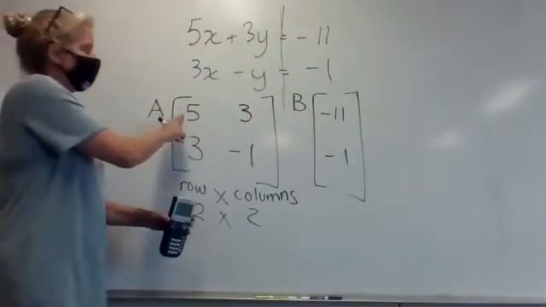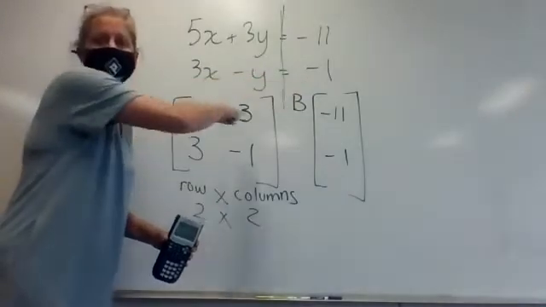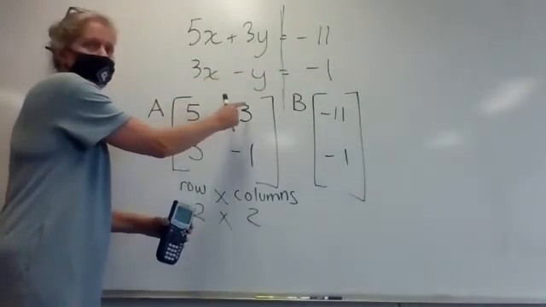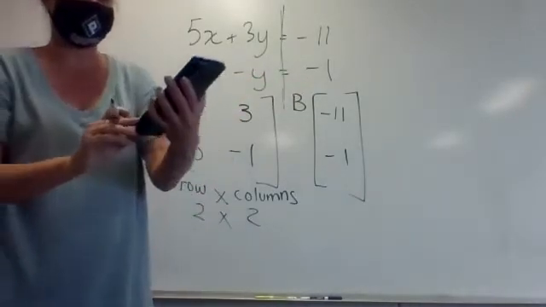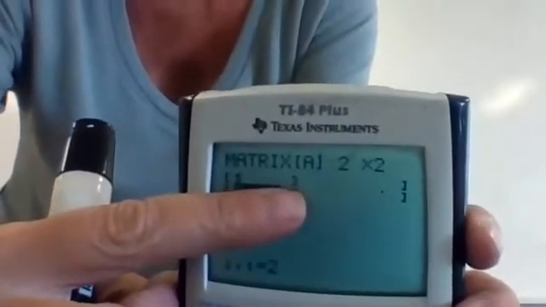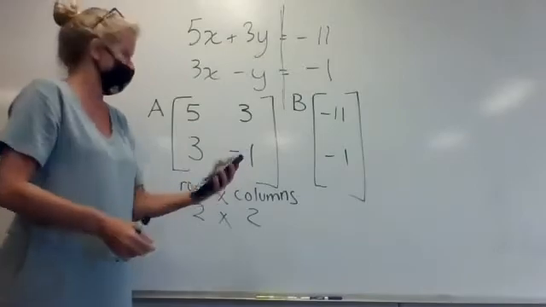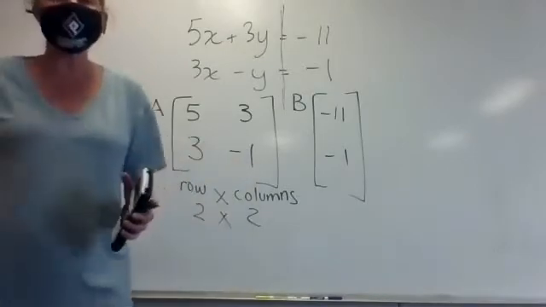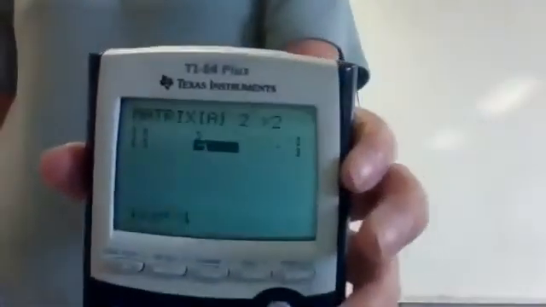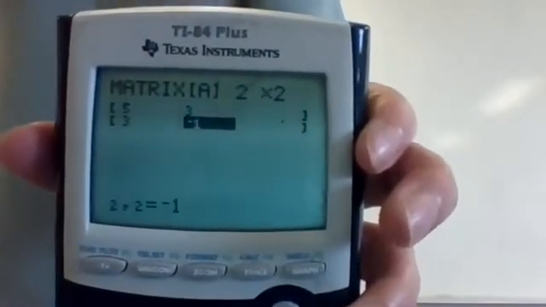So up top, it's going to go across the rows. So I'm going to hit 5, enter, 3, enter. That puts a 5 and a 3 up top. And then it goes down to the bottom row. Put your bottom numbers: 3, enter, negative 1, enter. So there's your matrix A. It should be just like the board.